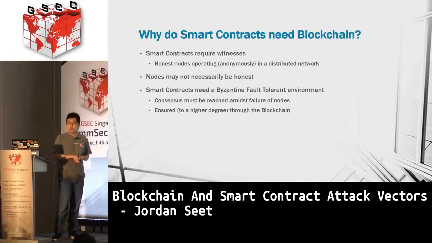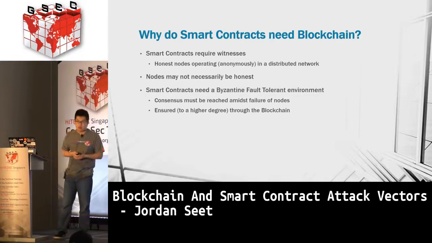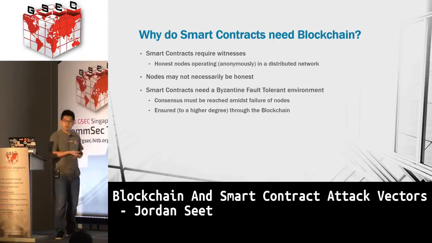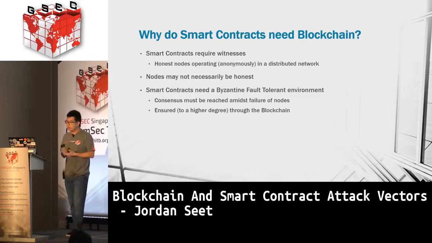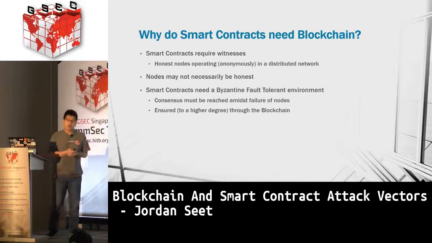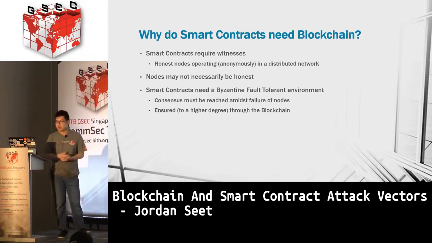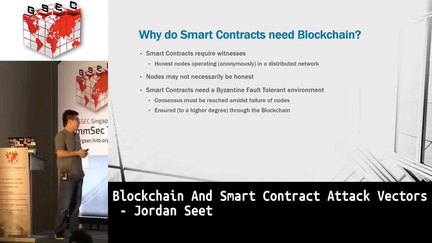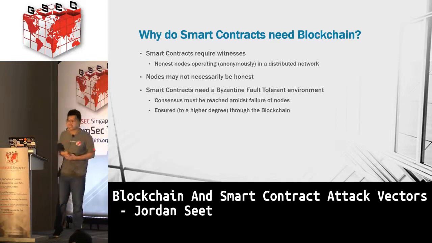Smart contracts require witnesses in the form of honest nodes operating in the network. You may see the word anonymous, but that's mostly in public blockchains. In private blockchains, it's wholly possible to identify which node belongs to whom. The problem is nodes may not necessarily be honest. Smart contracts require what we call a Byzantine fault-tolerant environment, so consensus on the network must be reached even though there is failure of nodes. Imagine if one node fails among a sea of 1,000 nodes and the entire system breaks down. That doesn't make sense, right? I'd rather use AWS. So in essence, smart contracts are ensured this consensus to a higher degree through the blockchain.